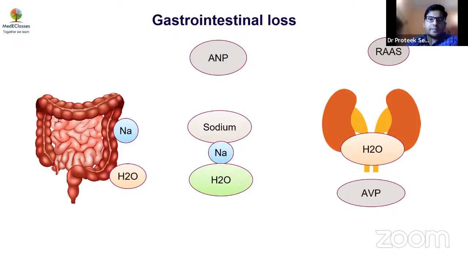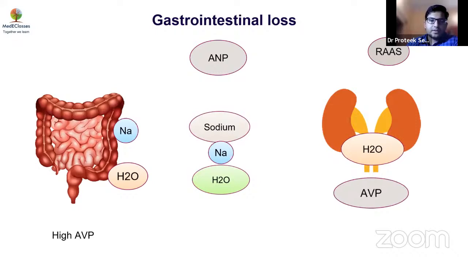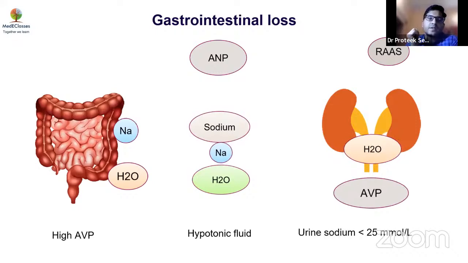So what exactly is happening here? There are GI losses. So that GI losses causes the body to become hypovolemic. This hypovolemia causes high AVP release. Now we already have increased free water because AVP is being released. But if we add hypotonic fluid, there is an excess of free water which causes the sodium to crash suddenly.